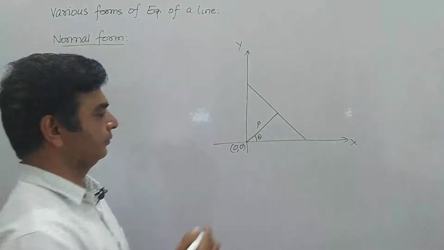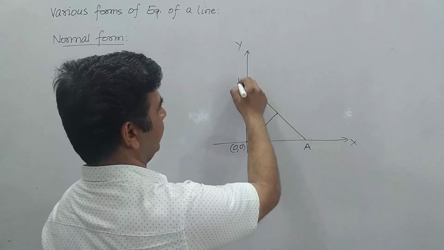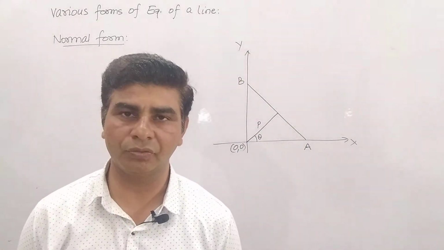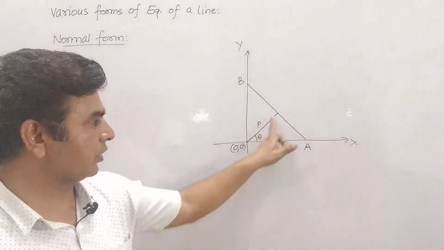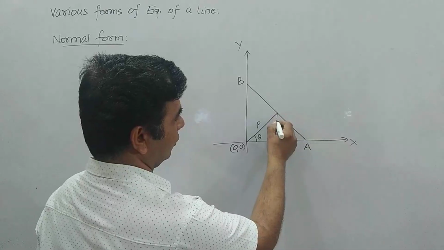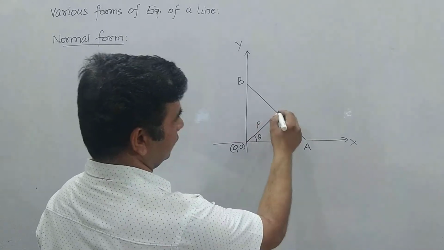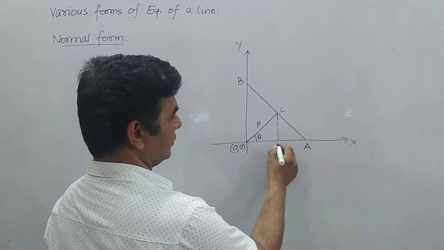Now let's see how we can find the equation of this line. Let this point be A and this point be B. So how can we find the equation of line AB? For that we are given only the perpendicular distance from the origin. For that, let me draw a perpendicular from point C on the x-axis, and this point is D.